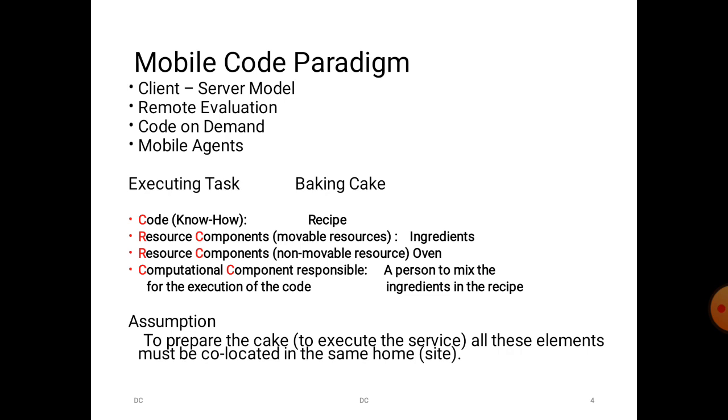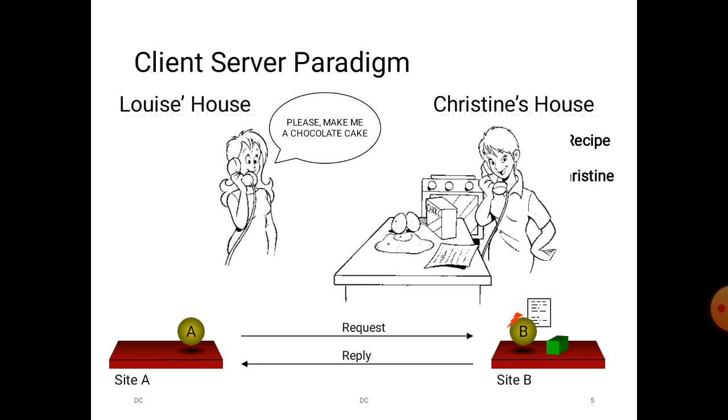So let us assume, so now we are going to the actual example. Let us assume to prepare a cake, to execute a service, all these elements must be co-located in the same home or site. Okay, first we are assuming they are co-located within the same place. So first let us see client server model. In client server model, we can relate Lousy to site A, and Christine to site B.